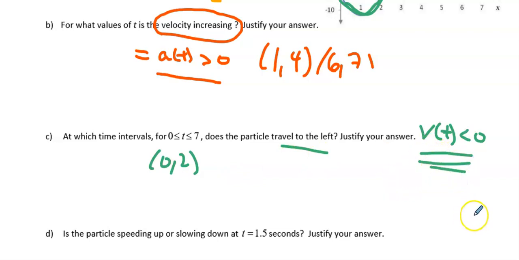Sometimes I tell students to actually think about what you're looking for, which is the justification. You would say 0 to 2 because my velocity is less than 0. And that's it. That's all you have to do. Again, stay away from saying it's underneath the x-axis. We don't like to say slope. We don't like to say axis. We definitely don't like to say the word "it", right?